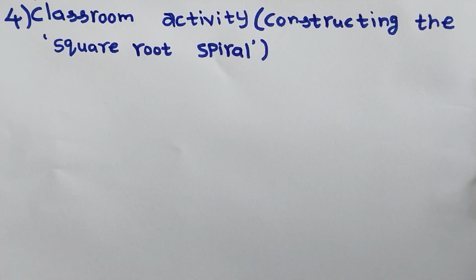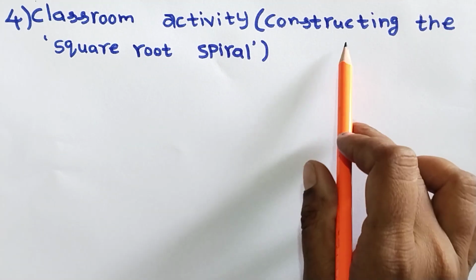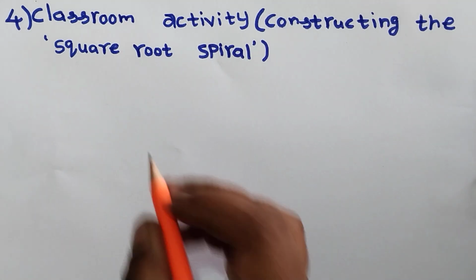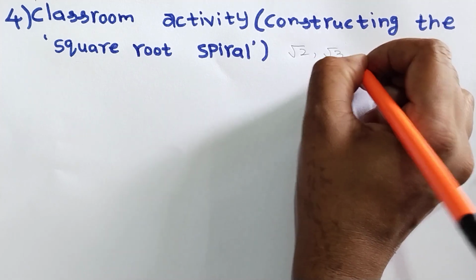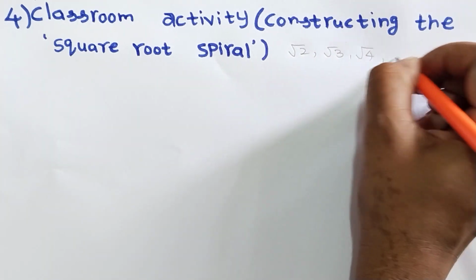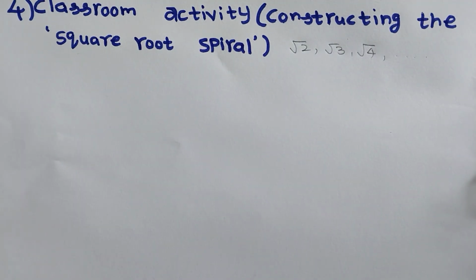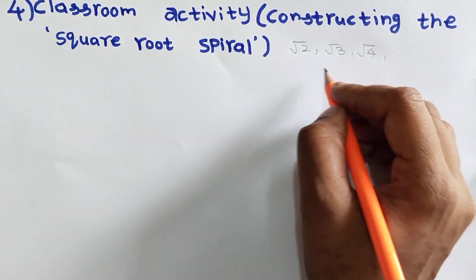Let us solve question number 4. It is given: classroom activity, constructing the square root spiral, meaning the square roots like root 2, root 3, root 4 and so on. We have to construct all these square roots in a spiral way. To construct root 2, we need 1 plus 1.